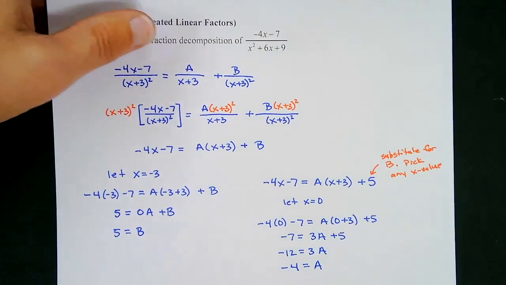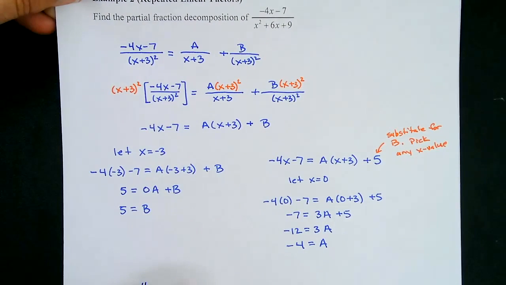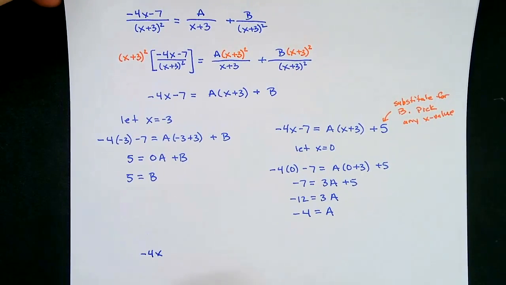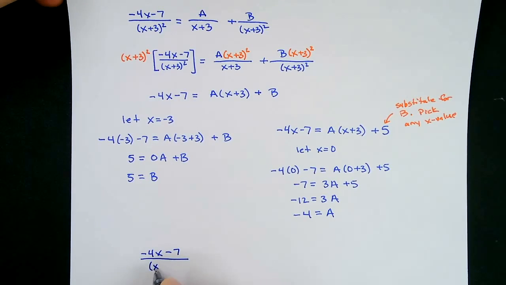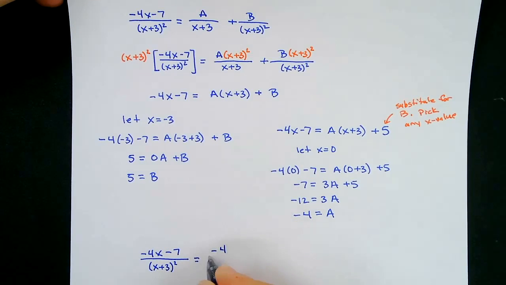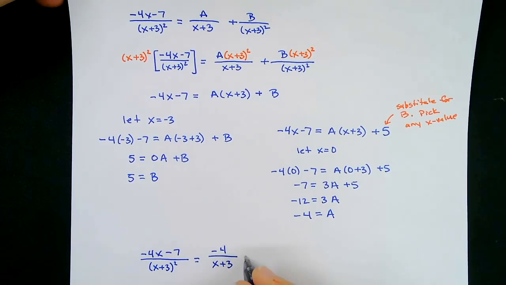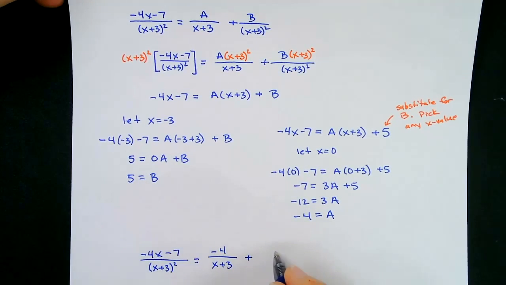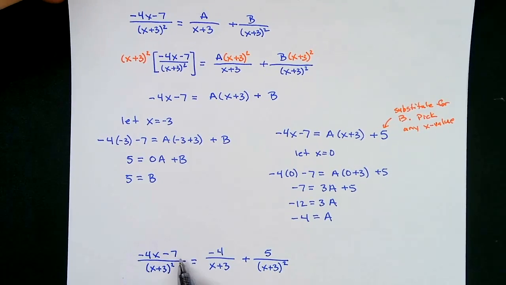So that means I can rewrite this expression right here. We can rewrite -4x minus 7 over x plus 3 squared is equal to my a, which is -4 over x plus 3, and then plus my b value, which is 5 over x plus 3 squared. And so if we add these two together, we'd wind up with this expression right here, okay?